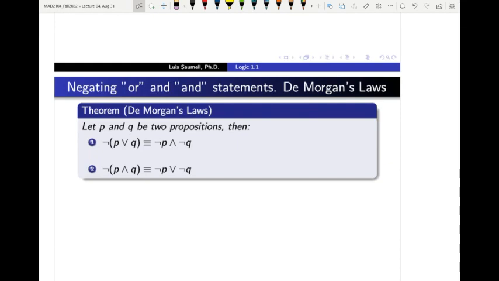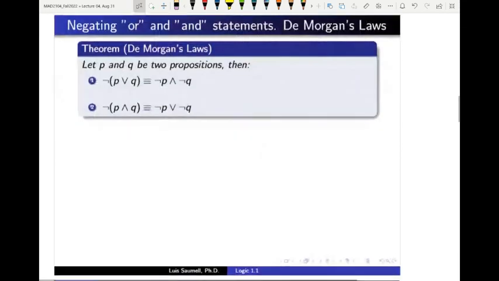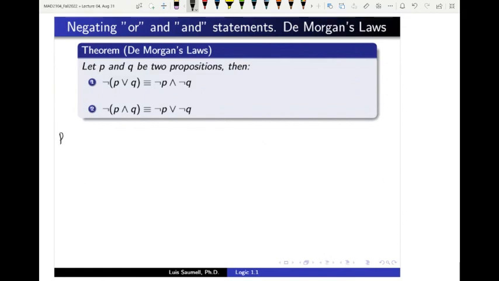How do we prove something like this? We're saying that these two things are logically equivalent, so all we have to verify is that they have the same truth table, right? Or that the biconditional is a tautology, however you want. That's all we need to do to verify this. So let's do it. Proof.